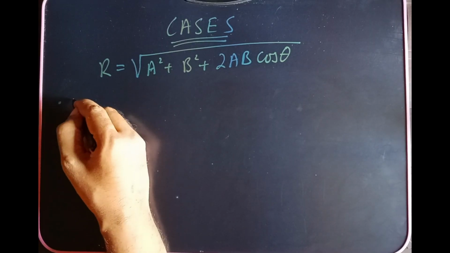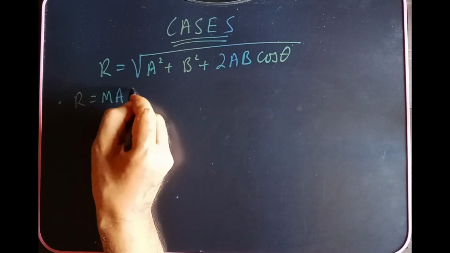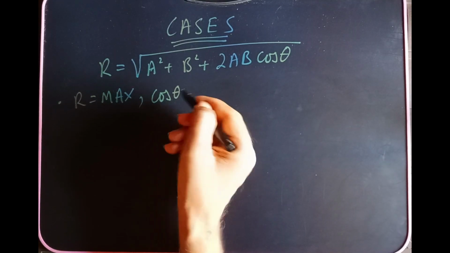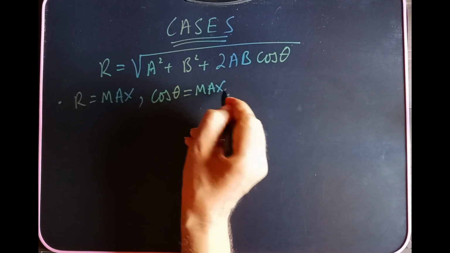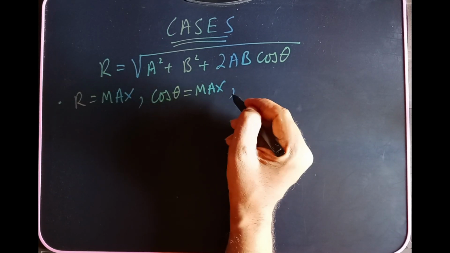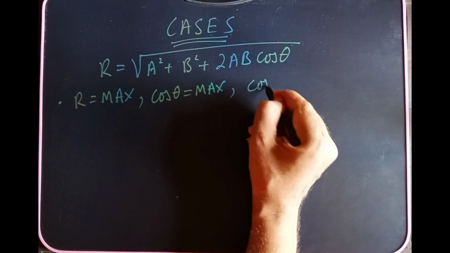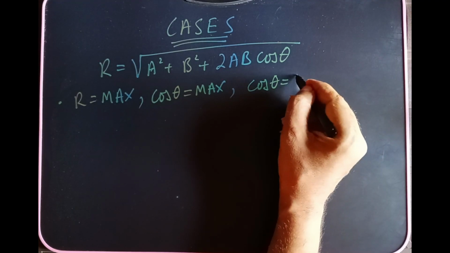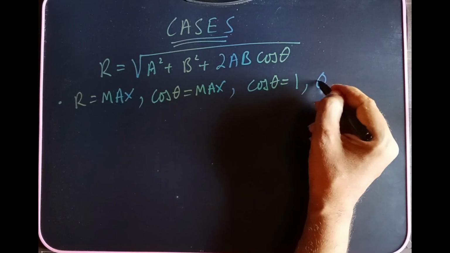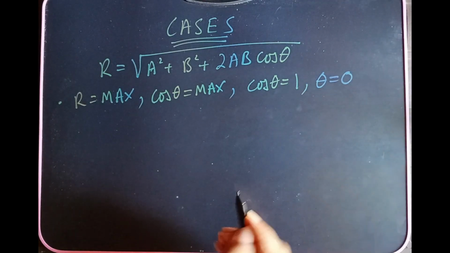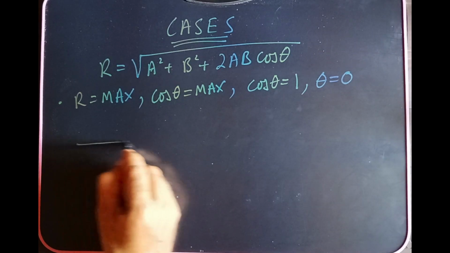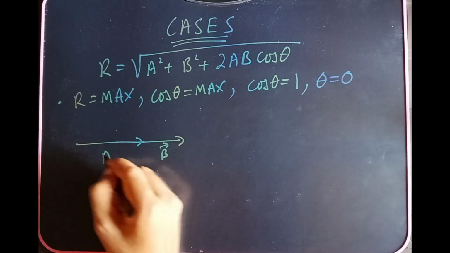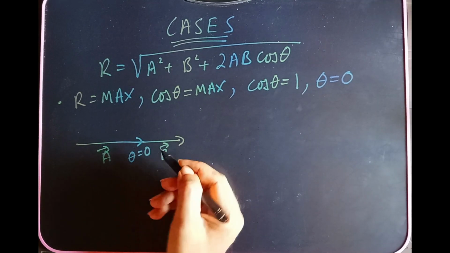First case, R max. When will it be maximum? When cos theta is maximum. And when is cos theta maximum? Cos theta is maximum when it is equal to 1, not minus 1, because minus 1 means negative, right? When cos theta is equal to 1, theta is 0. When theta is 0, that means vectors A and B make 0 degrees.